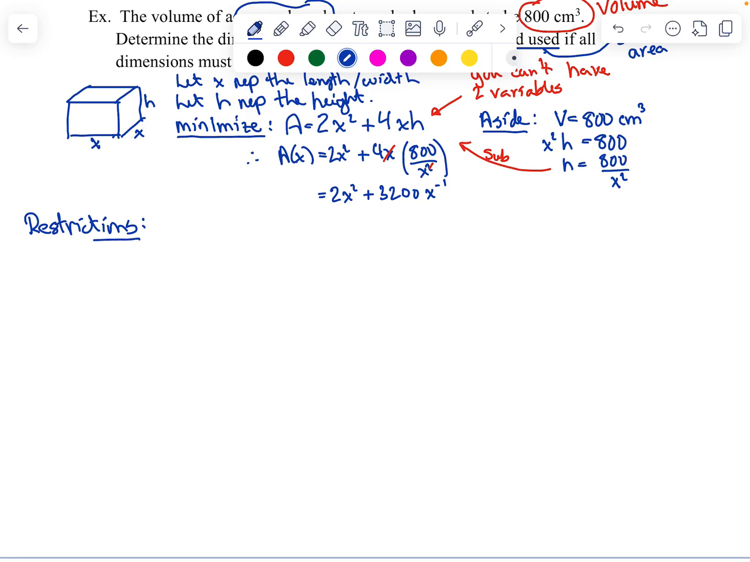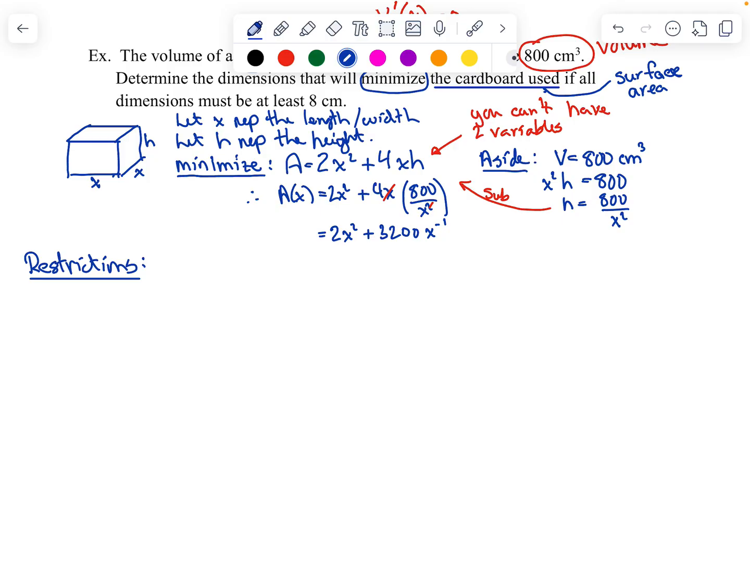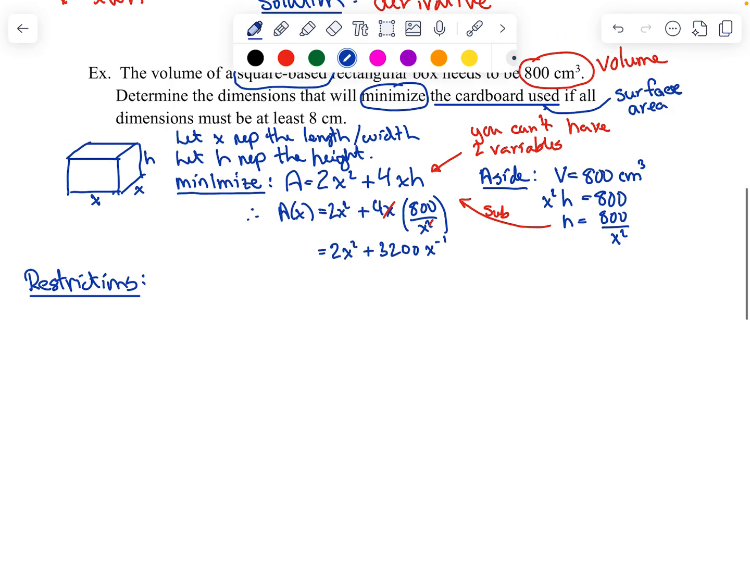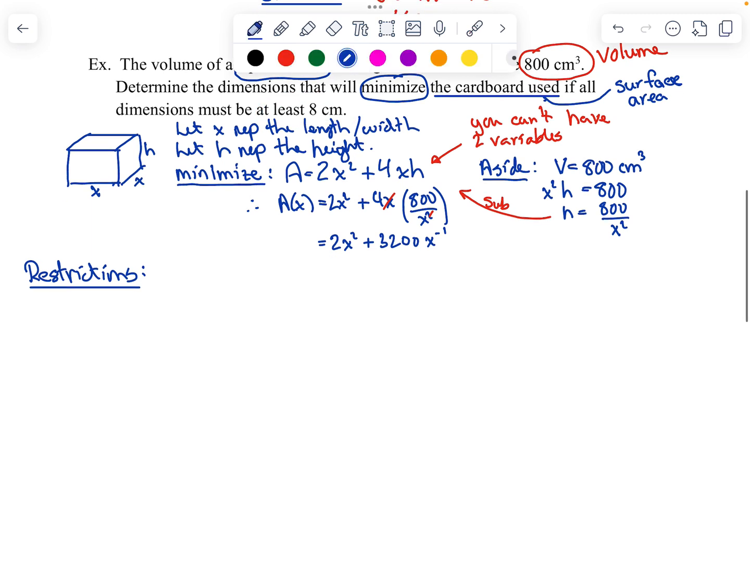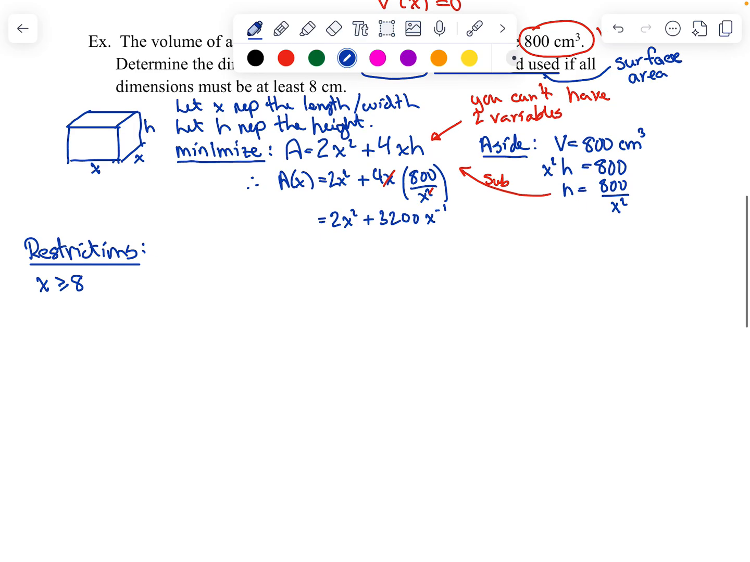Remember, with any geometric shape, unless there's additional restrictions in the question, the restrictions are always that the dimensions must be greater than or equal to 0. However, if we take a close look here, this one actually says that the dimensions must be at least 8 centimeters. So it's the same idea, except now what I'm going to say is that one of my dimensions, x, has to be greater than or equal to 8. We also have the other dimension, which is height, that also must be greater than or equal to 8.